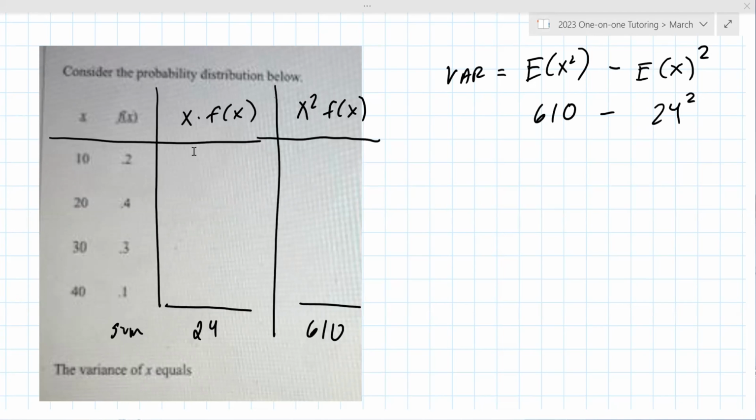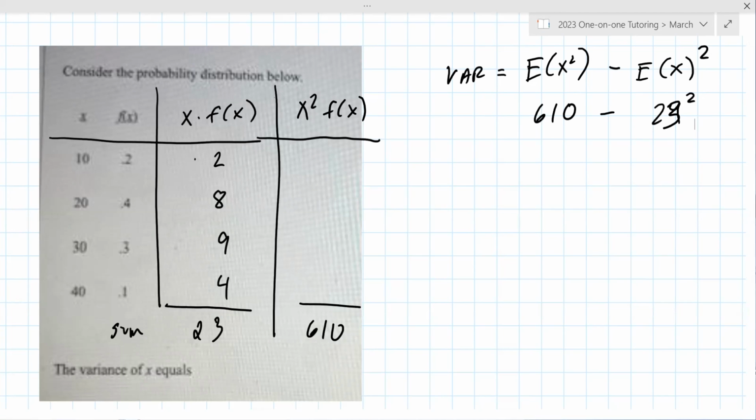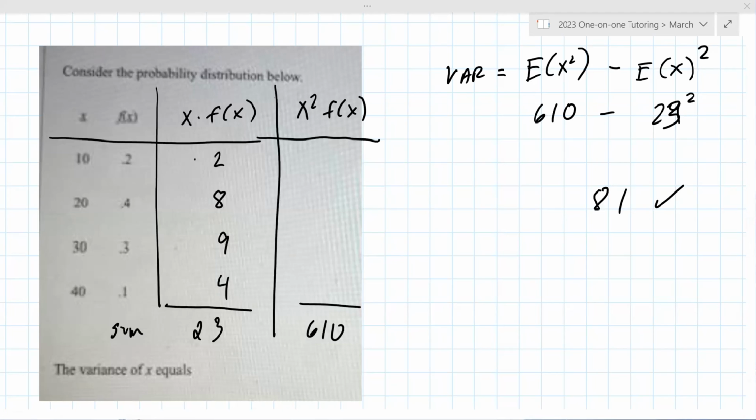All right, so let me go through that real quickly. That's 2, 8, 9, 4. Oh, 23. Sorry, it's 23, not 24. That's what the issue is. Oh, okay. So I just fumbled that real bad. That's 81. That is there. Okay, perfect. That made sense.